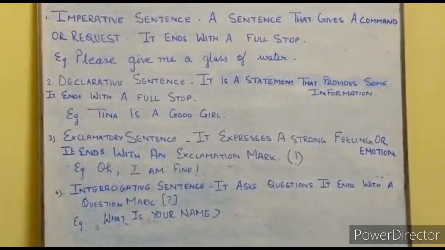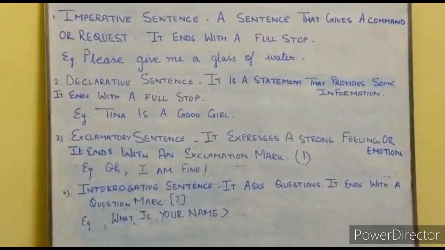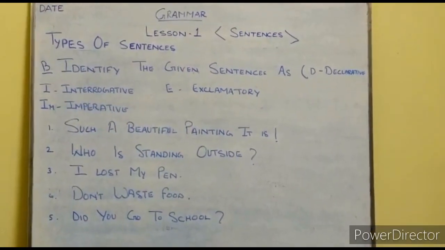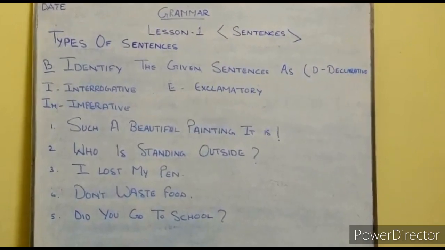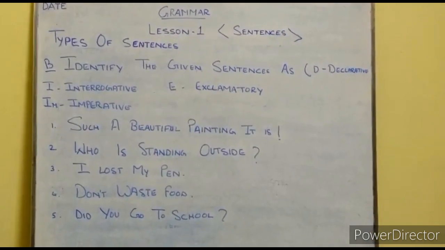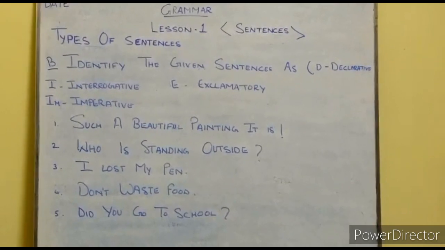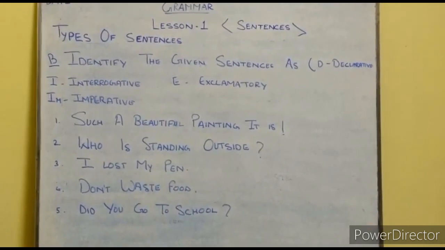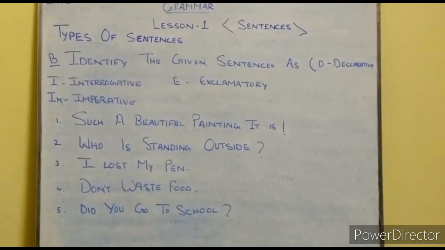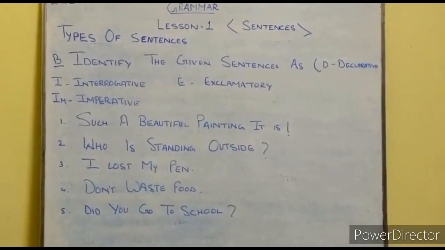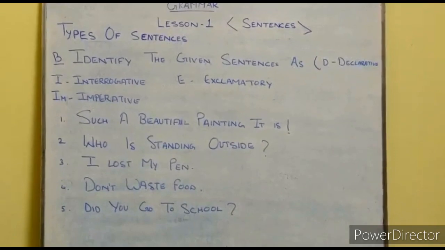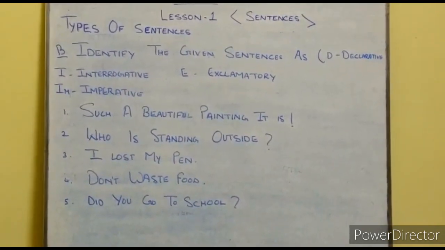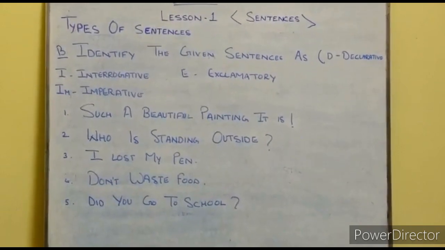Okay, now get ready for exercises. Now students, some exercises for you all. You have to write these in your English grammar copy. Types of sentences. Identify the given sentences as D for declarative, I for interrogative, E for exclamatory, and IM for imperative. Note down the first one.